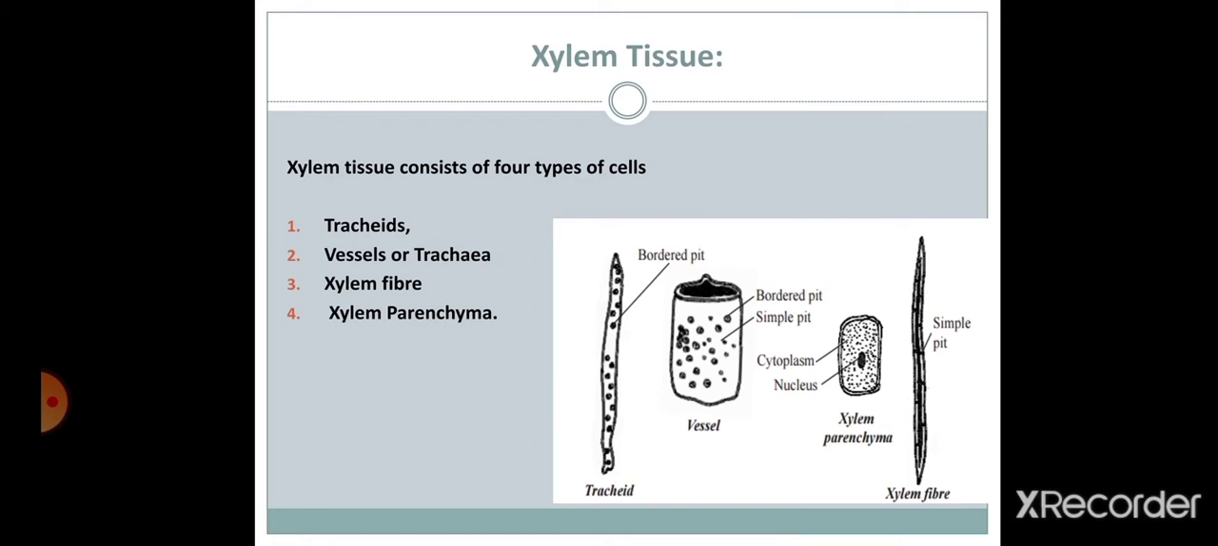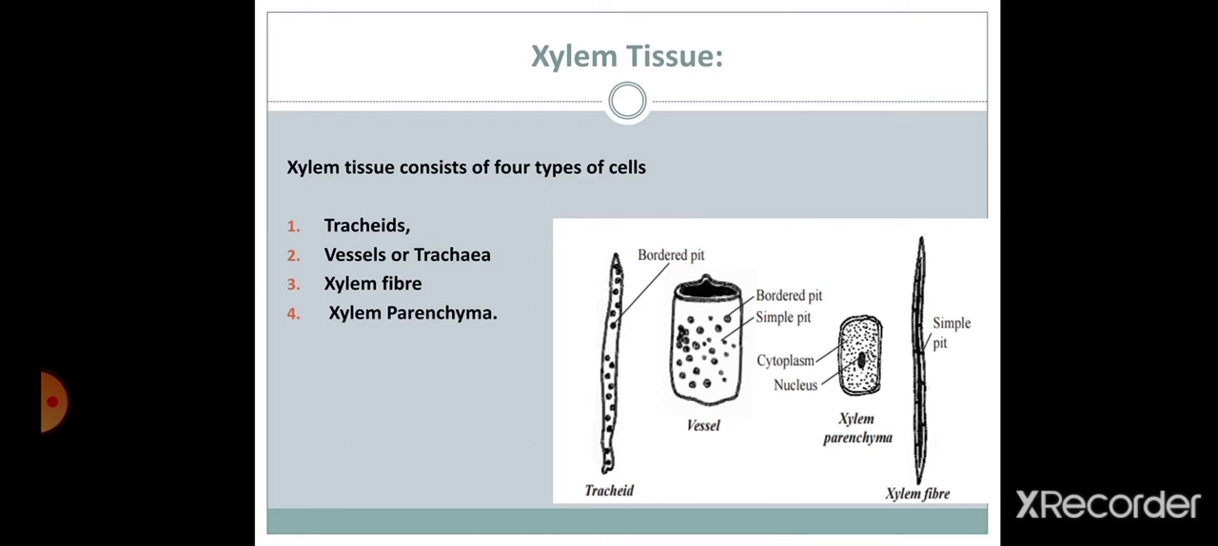On the basis of the origin and development, two kinds of xylem are recognized. They are primary xylem as well as secondary xylem. The primary xylem originates from the procambium of the apical meristem, and the secondary xylem originates from the vascular cambium.